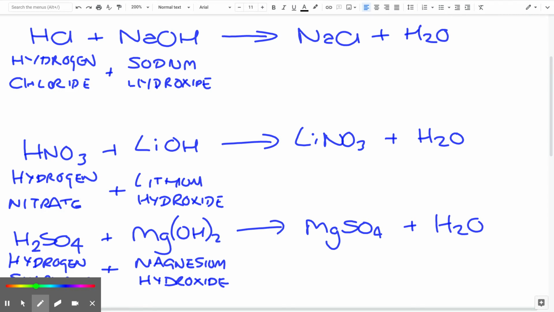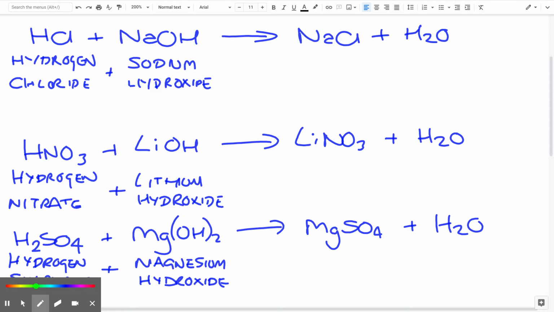Okay, so here we've got three general examples of acid plus alkali reactions. We've got three different acids with three different alkalis, and we have hydrogen chloride, hydrochloric acid, hydrogen nitrate, which is nitric acid, and hydrogen sulfate, which is sulfuric acid, down at the bottom there.